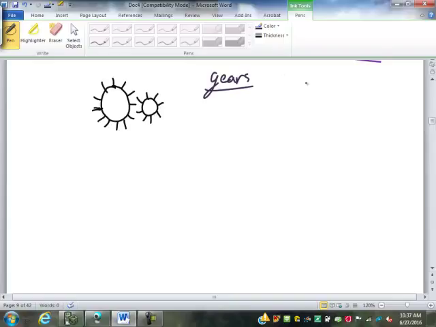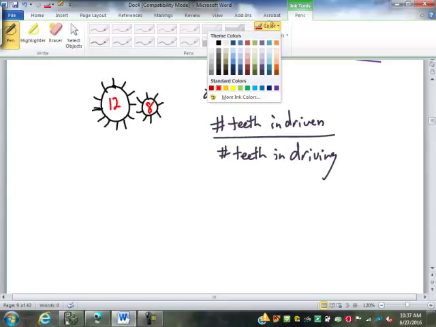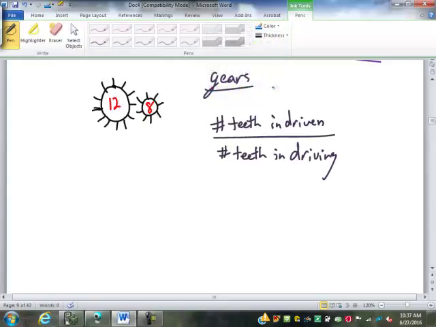Gear ratio is the number of teeth in the driven gear compared to the number of teeth in the driving gear. So obviously, if you count the teeth, this one has 12 and this one has 8. But which one's driven and which one's driving? Well, we need more information.